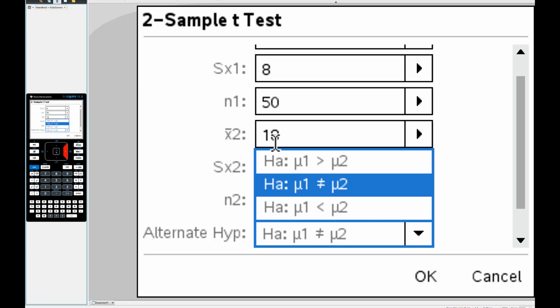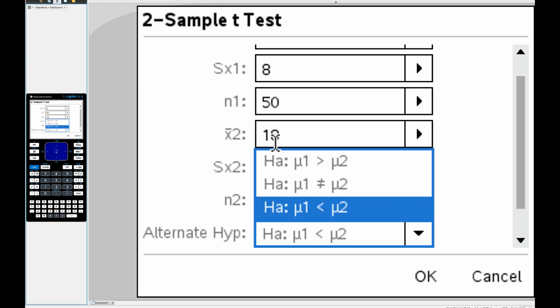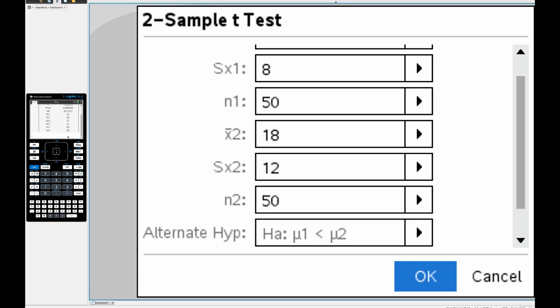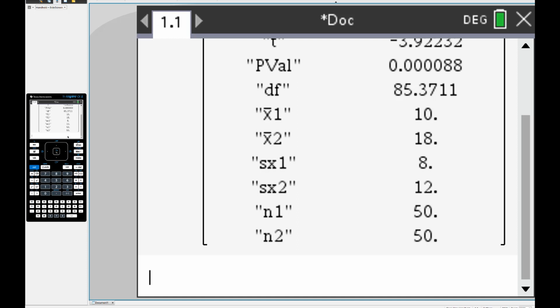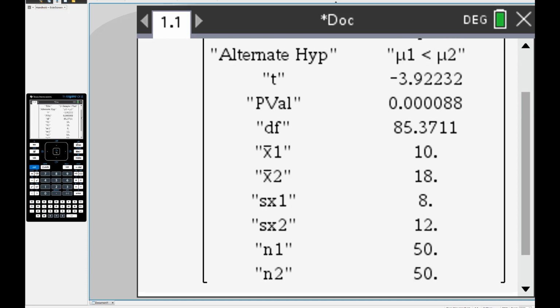Remember, that was not our alternate hypothesis. Our alternate hypothesis was using a less than symbol. So we use that same less than symbol here, and then we hit OK. We should end up with the same exact results. Let's check it out.